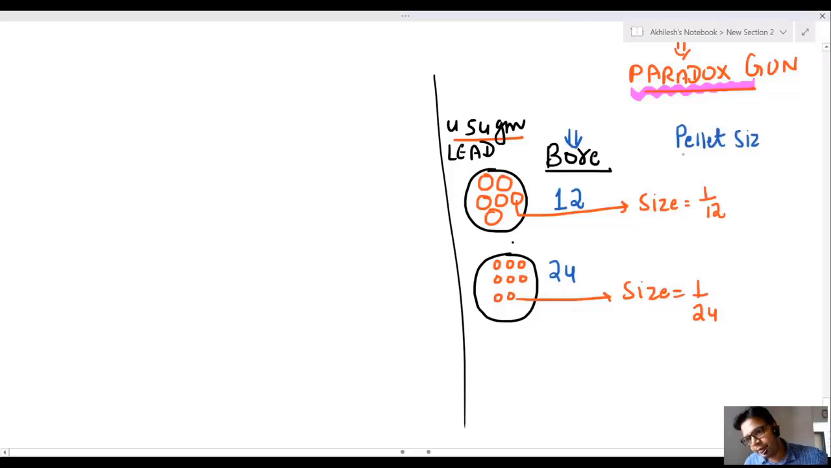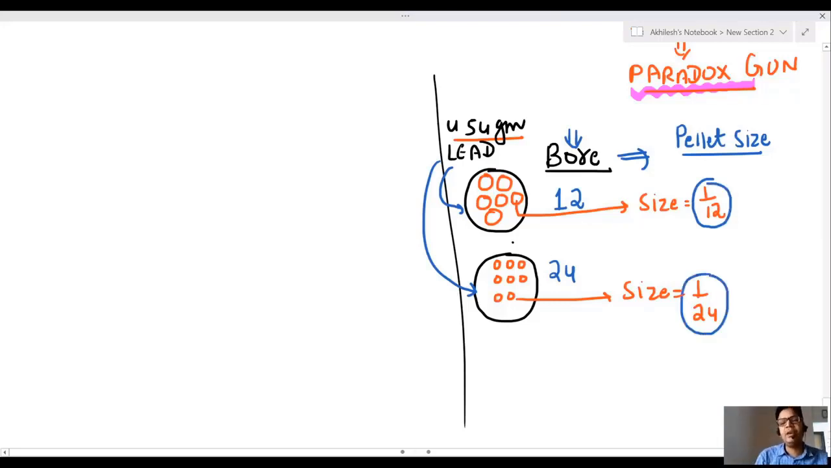Sir, what is the meaning of 12 bore gun? A 454 gram lead sphere is divided into 12 parts. That is a 12 bore gun. And a 24 bore gun: a 454 gram lead sphere is divided into 24 parts. Here one pellet size will be 1 by 12. Here one pellet size will be 1 by 24.